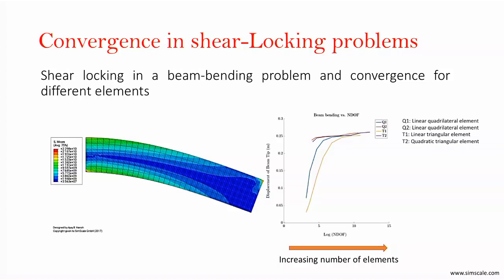So the two top are Q2 and T2, which are quadratic quadrilateral element and quadratic triangular element. So it's showing that we don't have big fluctuation if we go for small elements. Also, Q2 is meant to be quadratic quadrilateral? Exactly. 2 stands for quadratic function.